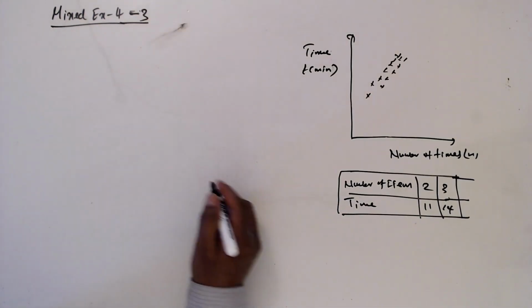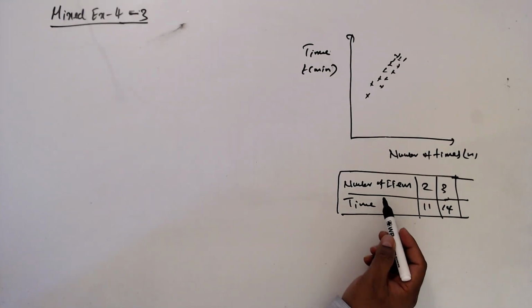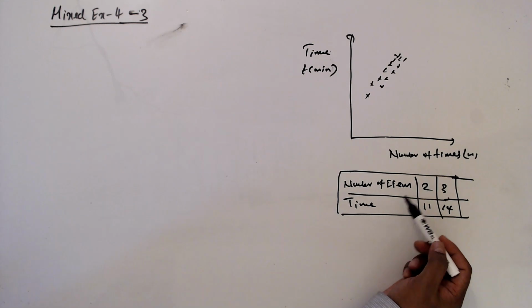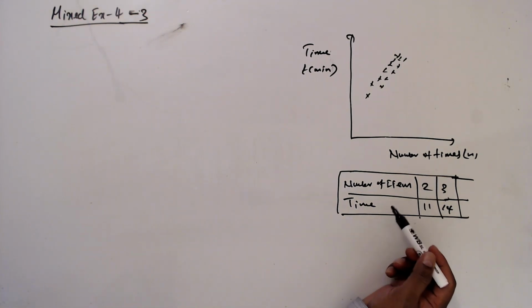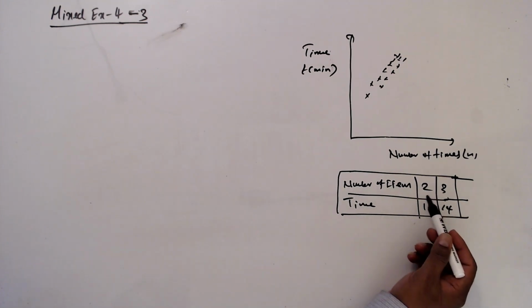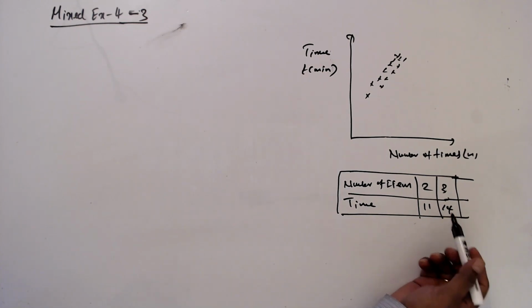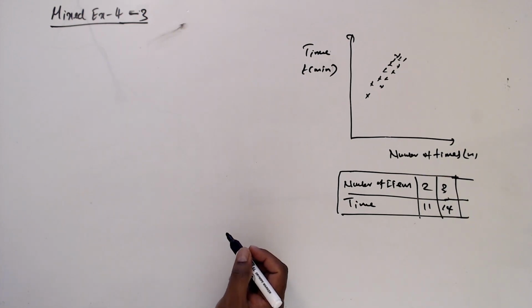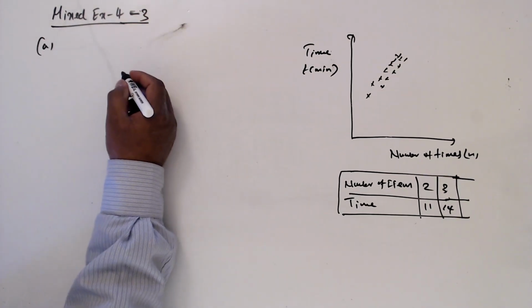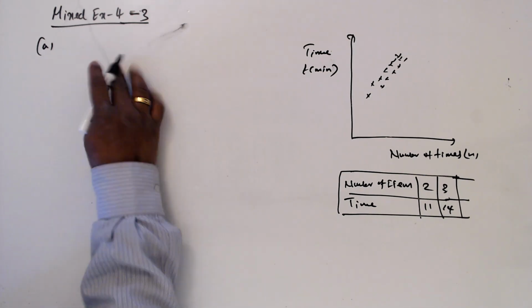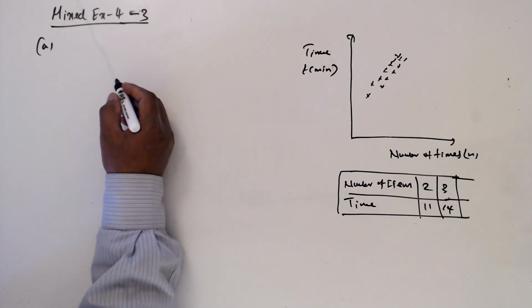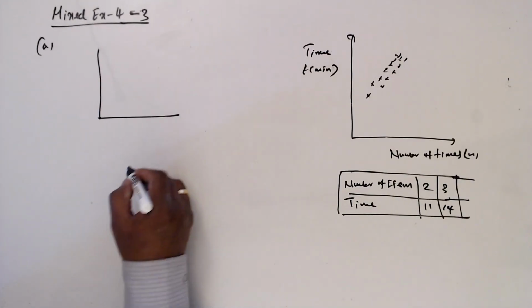Question number three, number of items. This is about a particular employee. The time is measured to pack some items. Packing two items takes 11 minutes, and three items take 14 minutes, and likewise. The scatter diagram is plotted. Part A asks to describe the correlation between the number of items packed and the time taken. We can see a strong positive correlation, because we want to check the 45 degree line.